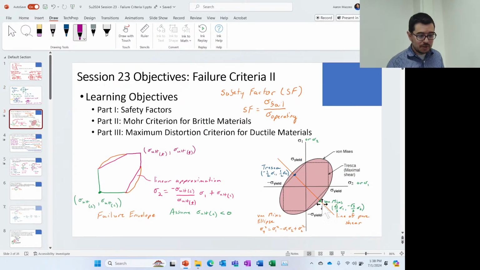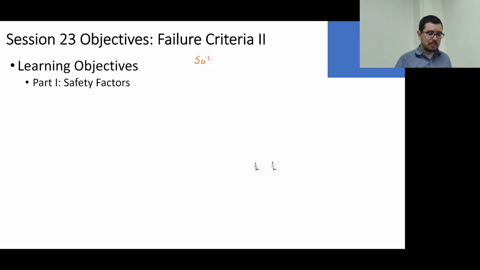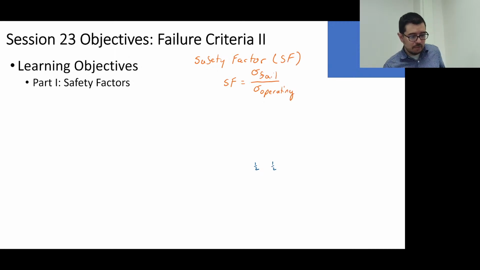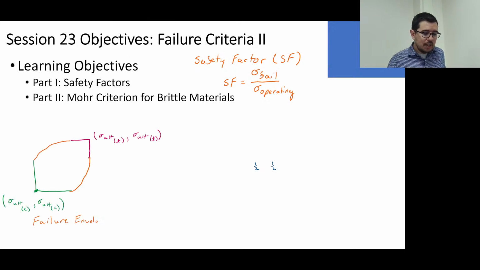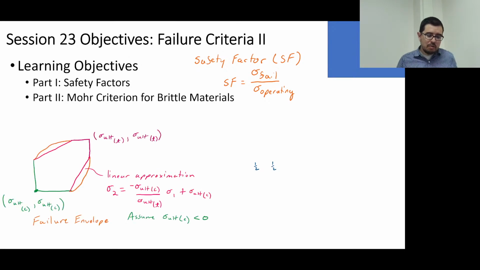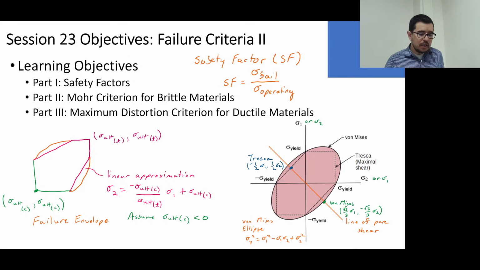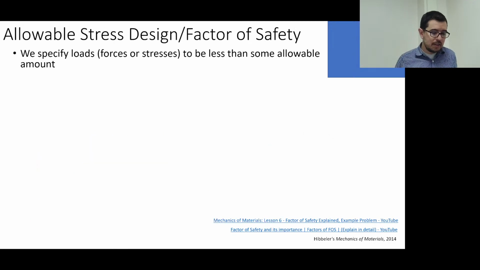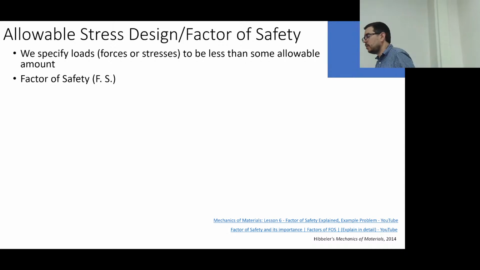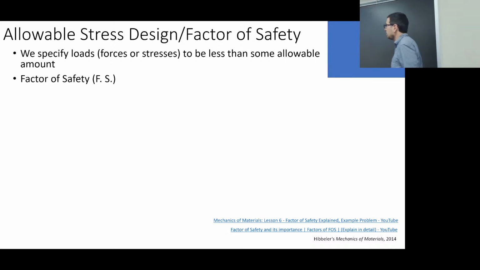So now let's go ahead and get on to this stuff. I used all my extra time that I thought we'd have at the end on that, on kind of a review of the failure criteria 1. So today we're going to discuss safety factors at the beginning. We'll talk about the Mohr criterion for brittle materials, and we'll talk about maximum distortion criterion for ductile materials. Okay, so these are 3 topics. This is a pretty important concept. Safety factors.